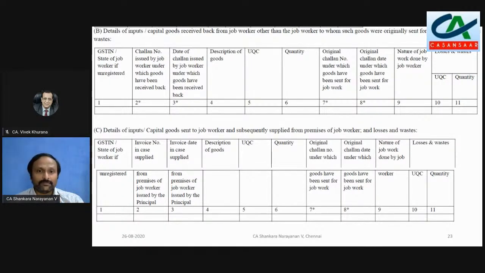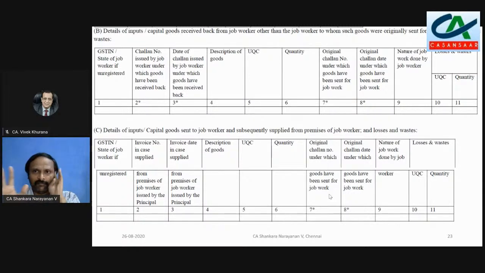And 5C is the one which pertains to the inputs and capital goods which are sent to the job worker, but from the job worker's premises, they have been dispatched directly. So from there, if it has been dispatched, we are supposed to give even the invoice number with which we have dispatched it. Even those details will have to be disclosed in 5C because it is supply of goods from the job worker's premises. Hence, that data is required to be given in 5C.